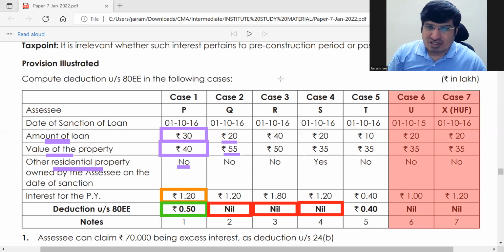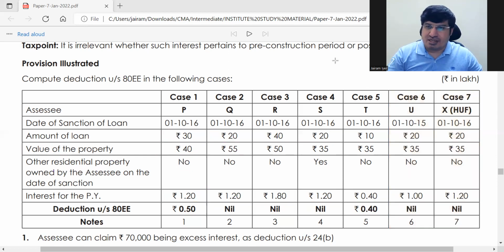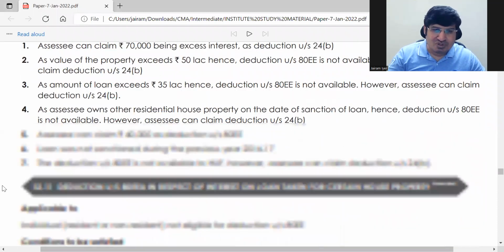Okay. Then what is the next one? Amount of loan is 10. This is 35. Both are fine. This is also fine. Okay. And interest is 0.40. So up to 50,000 he'll get. So he'll get the whole interest here. Okay. This is the deduction under section 80EE. These are notes. We have already discussed how it has been computed. So we don't need to see the notes.